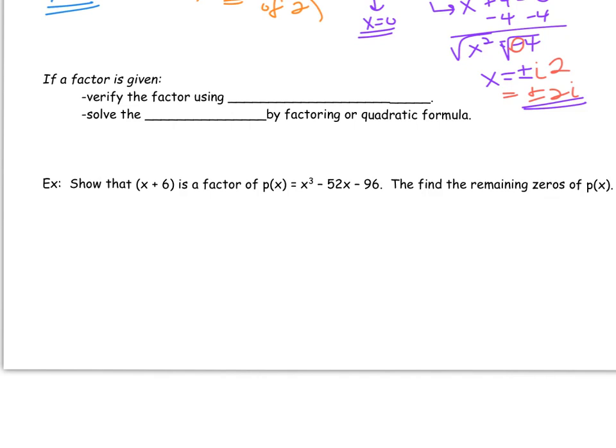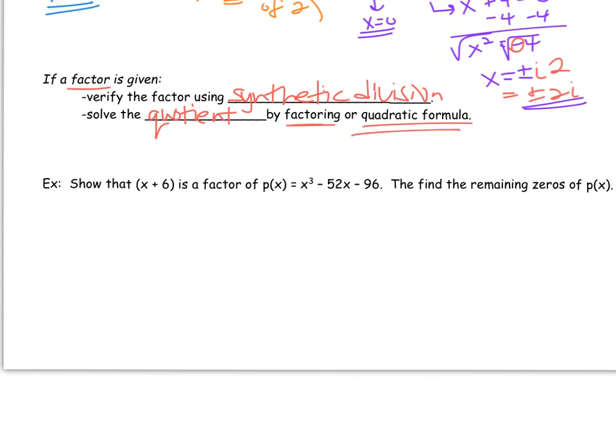The rest of our lesson takes a look at finding zeros of polynomials when a factor is given. If you know or you're asked to prove that you have a factor of a polynomial, you'll verify that factor using synthetic division. Now, for our purposes, we're going to focus solely on quadratics and cubic functions. Once you verify your factor using synthetic division, you should get a quotient. That quotient will be quadratic. And we can solve our quotient either by factoring or quadratic formula.